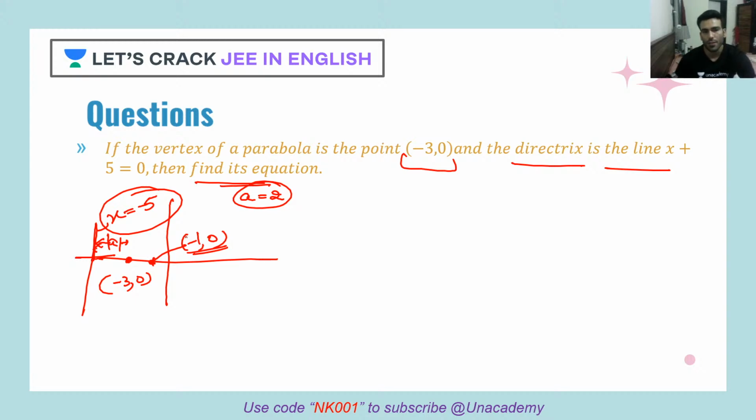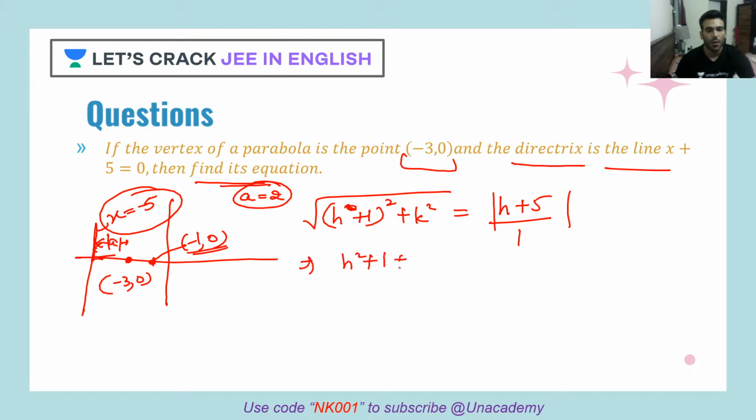When you have got your focus here, you can use your simple equation: square root of (h plus 1) square plus k square is equal to the distance from h comma k, which is h plus 5 upon 1. Clear, guys? Let's square it. H square plus 1 plus twice of h plus k square is equal to h square plus 25 plus 10h.